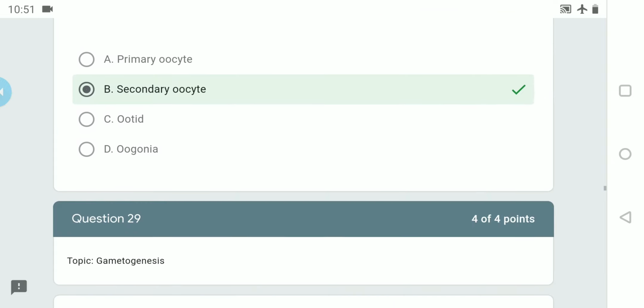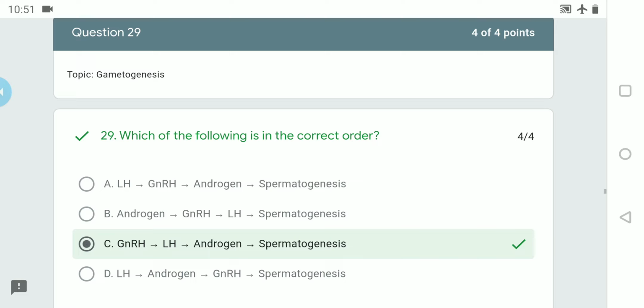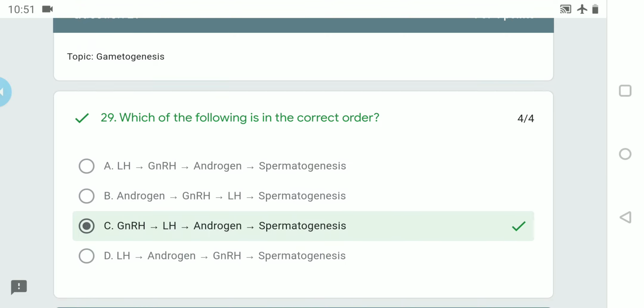Next question. This is also a question on the same topic, gametogenesis. Which of the following is the correct order, considering spermatogenesis? This is actually about the hormonal influence on spermatogenesis. I told you while we were discussing spermatogenesis, isn't it? Just recall; I'll go through the topic.